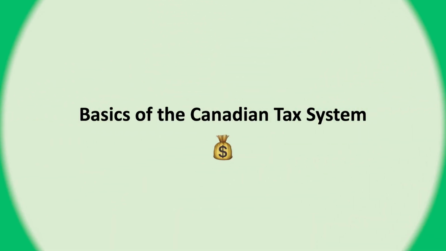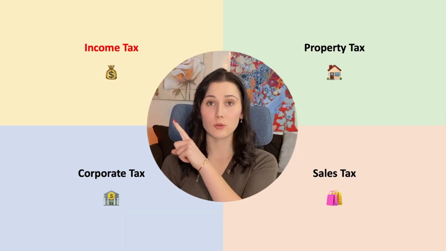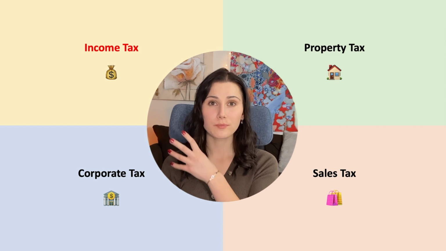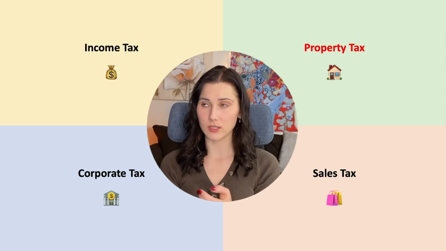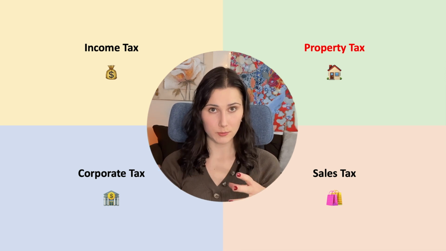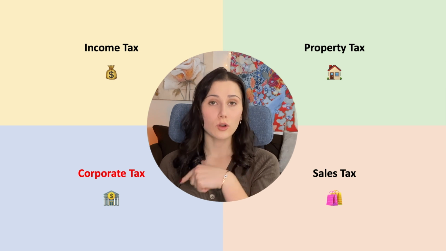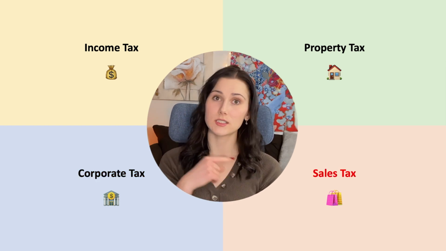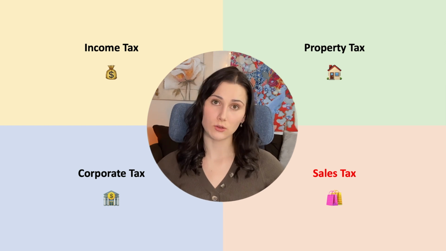So without further ado, let's get into the basics of the Canadian tax system. In Canada, taxes generally fall into one of 4 categories. That would be either income tax that you pay on any kind of income that you earn, property tax paid by property owners. This relates to things like public water services, policing in communities, cleanup. Then corporations also have to pay corporate tax, and sales tax is what you commonly see on your receipt when you check out at the store in the form of GST or HST.